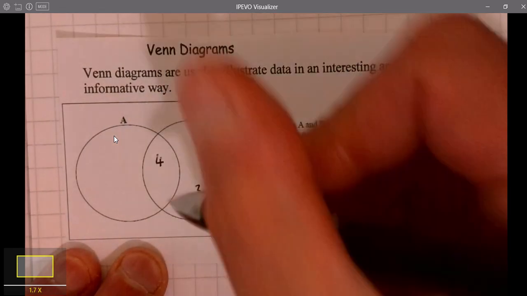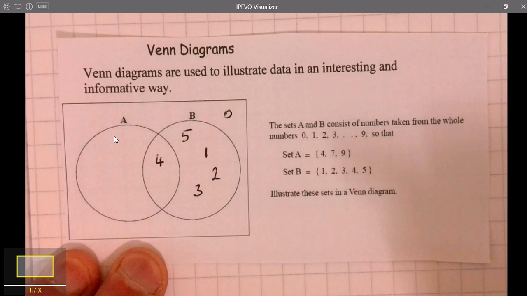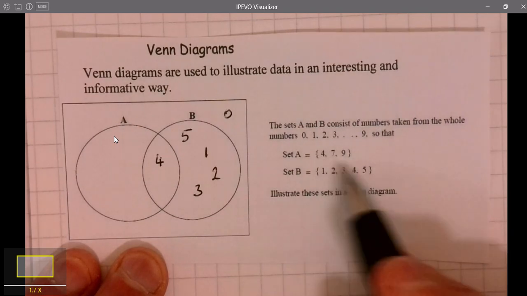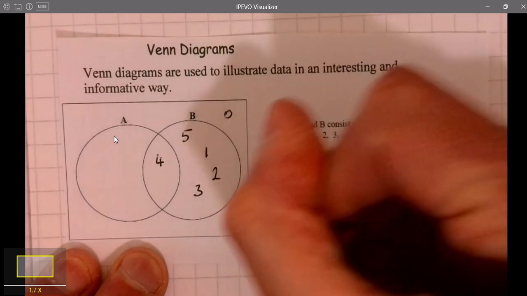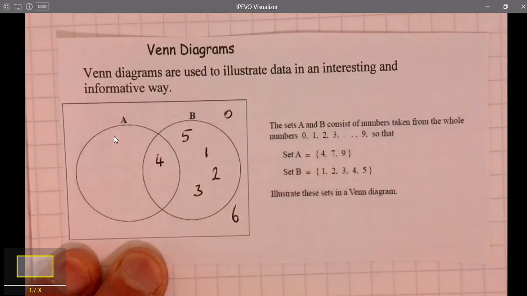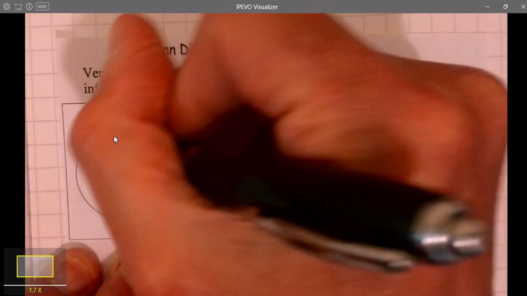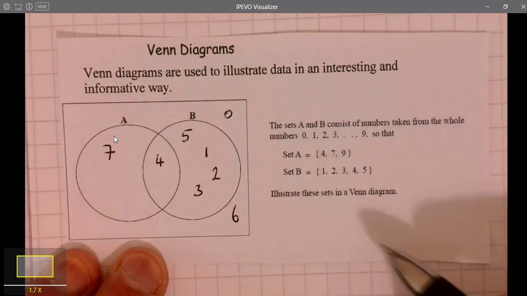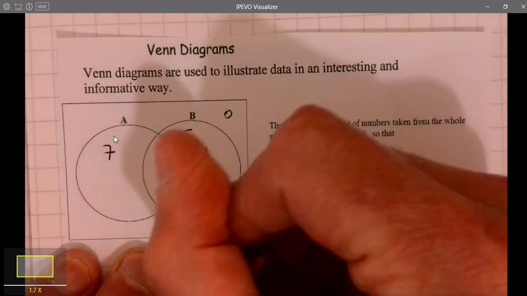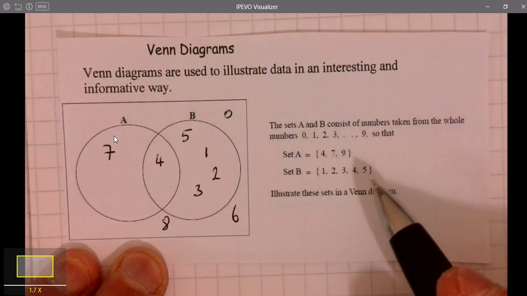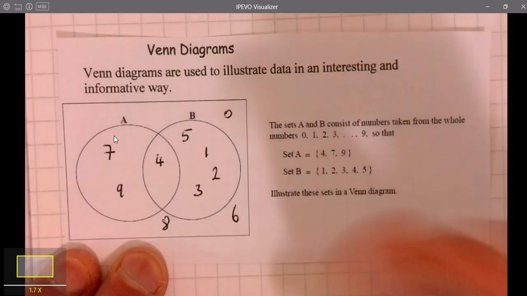5 is in set B. And then 6 is in none of them, so it just goes on the outside. Doesn't matter exactly where it goes on the outside. 7 is in A, but it's not in B, so there's 7. And 8 must be on the outside. And 9 is over here.